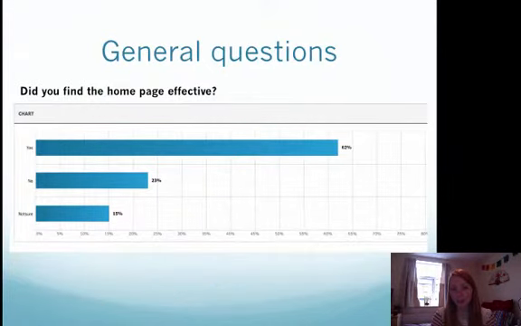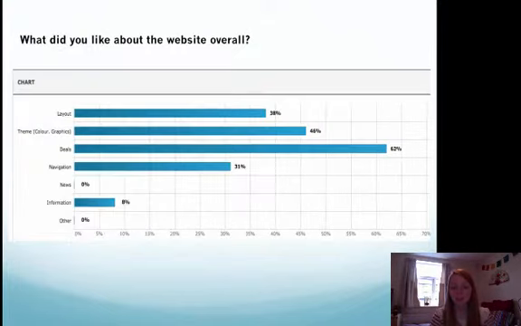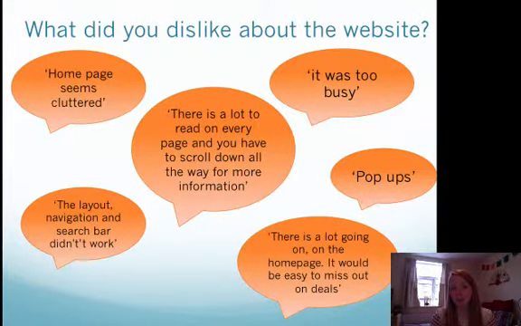Moving on to general questions, most of the users did find the home page effective, but I think it can be increased from 62% to a much higher percentage. Also, most of the users liked the deals, however, the layout and the theme received lower scores. Some comments about what the users disliked about the website include that it was too busy, it seems very cluttered, they have to scroll all the way to the bottom of the page to read all the information, they dislike the pop-ups, and the search bar doesn't work.